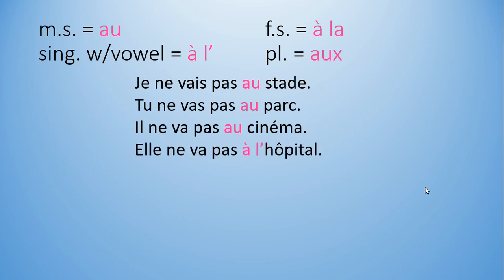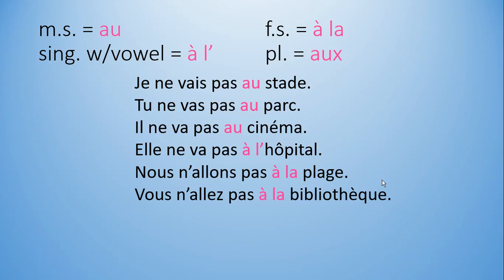Okay, next one. Elle ne va pas à l'hôpital. So once again, I have given you one where it starts with an H. So because H's work like vowels in French, it is going to be à l'hôpital, à l'apostrophe. Next one, nous n'allons pas à la plage. So now this is the first one where plage is feminine. So that's why it's okay to use à la. Nous n'allons pas à la plage. Now, vous n'allez pas à la bibliothèque. Once again, we learned last lesson that bibliothèque is feminine. So that is why it's always going to be à la bibliothèque.